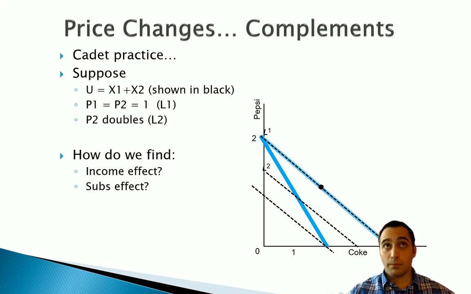Let's try another one. Here we have perfect substitutes. Suppose we start with x1 plus x2 as our utility. The prices are given as being the same, i.e. they both cost us 1. And let's say that the price of good 2 doubles, i.e. good 2 is twice as expensive. Find for me the income effect and substitution effect.